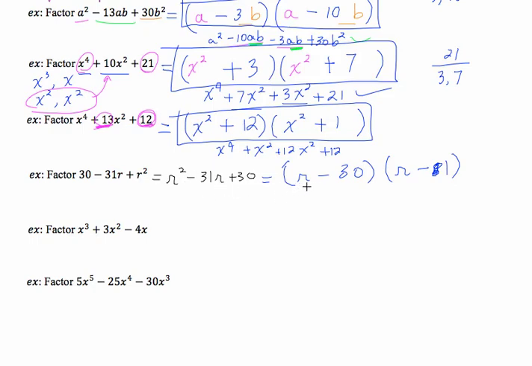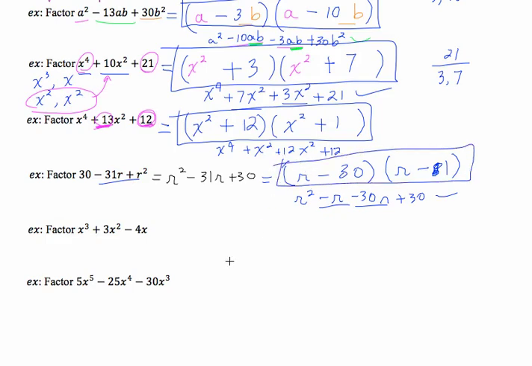Because when we add negative 30 plus negative 1, we should get negative 31 here. So if we FOIL this out, we'll get r squared. The outside terms give you minus r, inside terms are minus 30r, and the last terms are negative 30 times negative 1, which is positive 30. So these middle terms, negative r minus 30r, is negative 31r. So that does work. So r minus 30 times r minus 1.